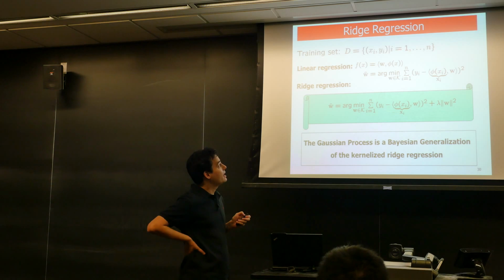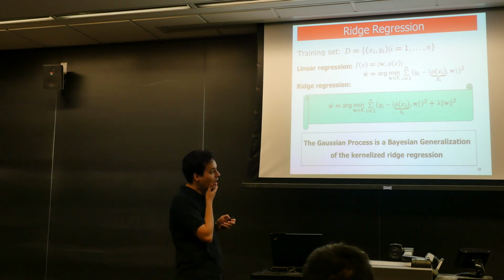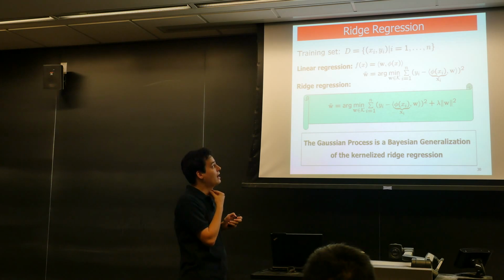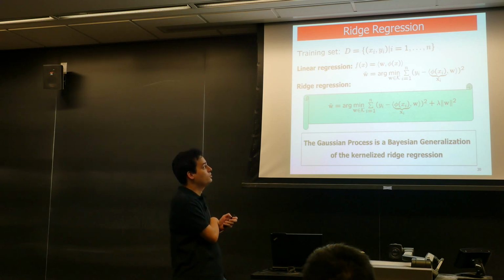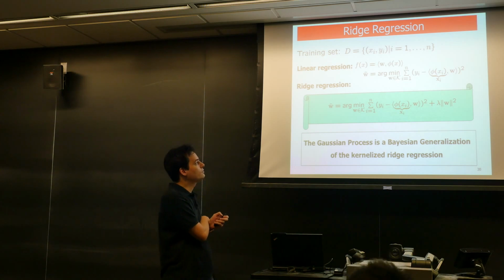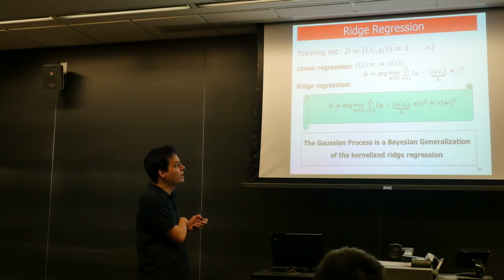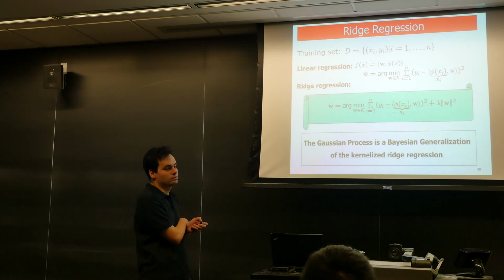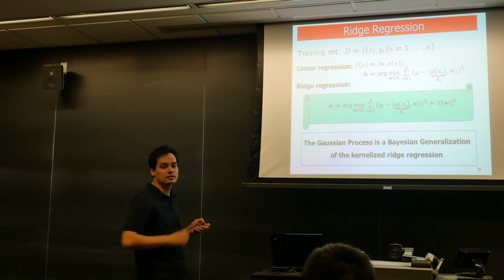If we just do linear regression after, say, a feature map phi, then this is the equation of the linear regression. F of x is just the inner product between w and phi of x. And in linear regression, our goal is to find a w, say w hat, that minimizes this cost function. We have n input-output pairs.